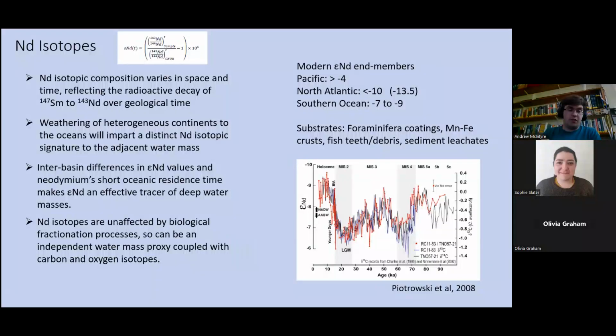And one of the strengths of the neodymium proxy, compared to others, is that it's not affected by biological fractionation processes such as carbon and oxygen are. So it can often act very nicely, coupled with the carbon isotopes and oxygen isotopes, as an independent water mass proxy. So we see this in this study here from 2008, which shows neodymium and carbon isotopes across the last 100,000 years, and they have a really strong coupling, suggesting that both proxies are recording ocean circulation changes.